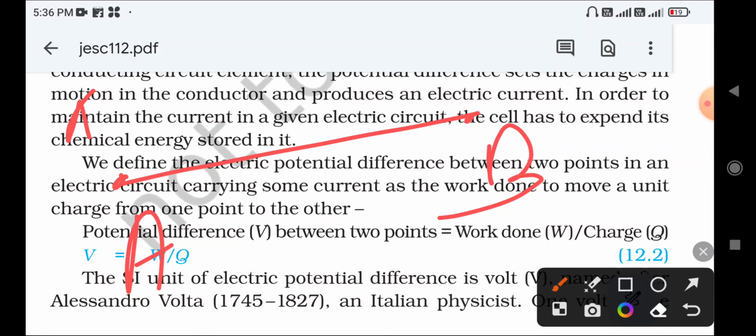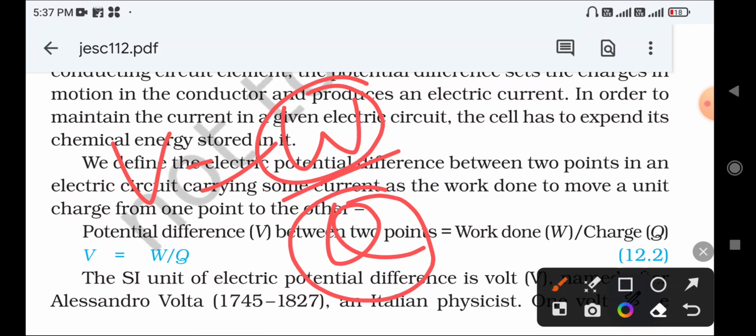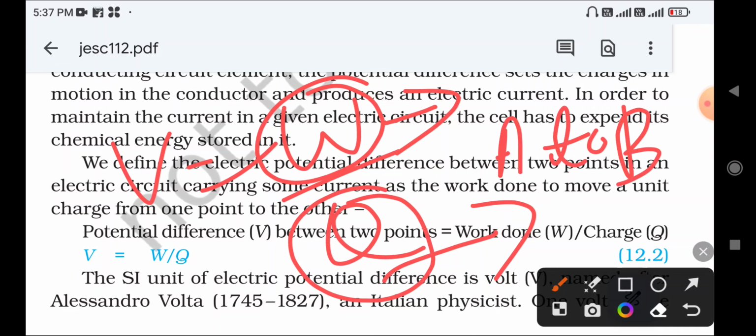For example, here q is there, correct? q means charge. This charge we move from point a to point b, which requires some energy. That energy is called the potential difference. The work done to move a unit charge from one place to another is called the work done. So what is the formula here? V is equal to W by q, where q is charge and W is work done. We are doing work to move charges from a to b, from one point to another point. This is called the potential difference or electric potential difference.